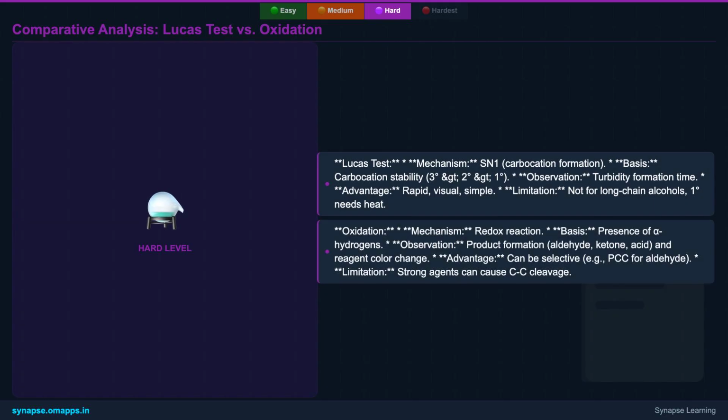Comparing Lucas and oxidation tests reveals their strengths and weaknesses. The Lucas test is quick and visual, based on carbocation stability and SN1 mechanism. Its limitation lies in solubility for larger alcohols. Oxidation, on the other hand, depends on the presence of alpha hydrogens and is versatile, allowing for selective transformations with specific reagents. However, strong oxidation can lead to C-to-C bond cleavage. Both are powerful, but their applicability depends on the specific alcohol and desired information.